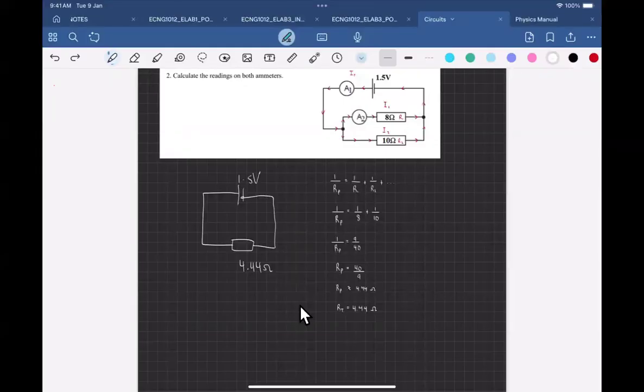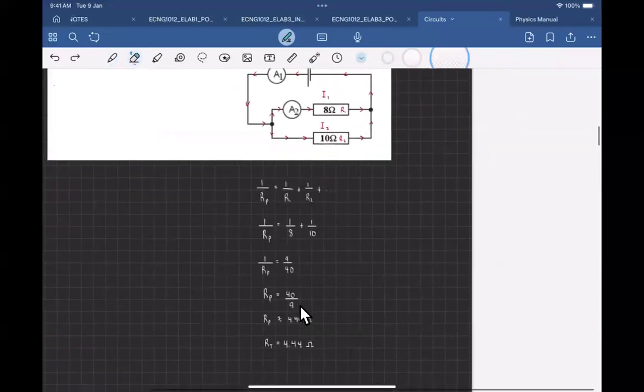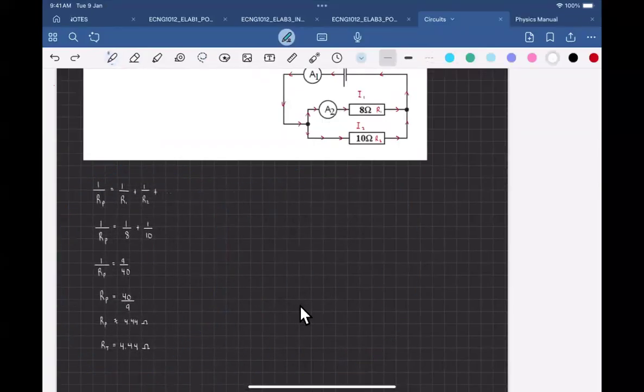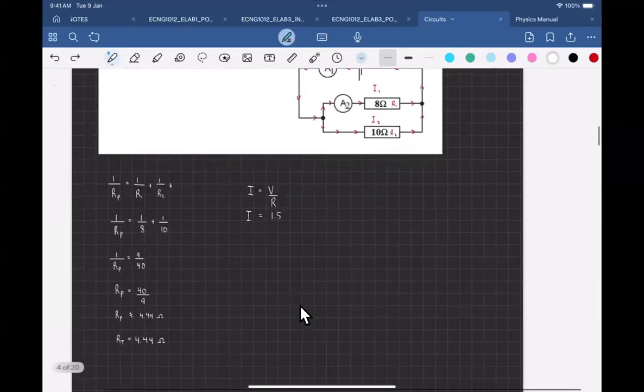Cool, cool. So here what, guys? We know what the total resistance is. Can we figure out the total current? Yeah. Right. How do I figure out the total current? Current is V over R. What is the voltage? The voltage, yeah, it's 1.5, and my resistance was 4.44, right?